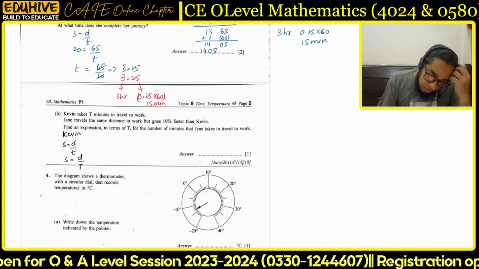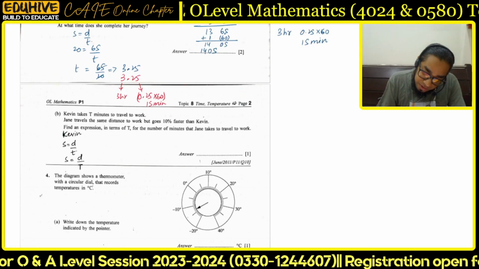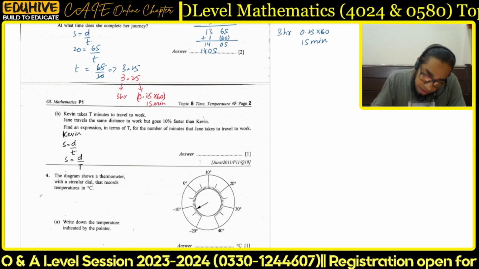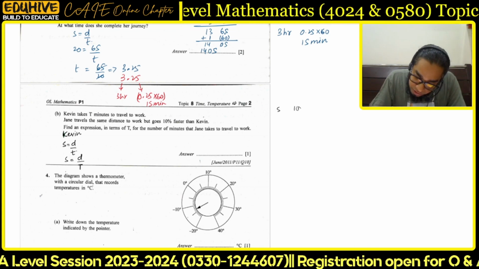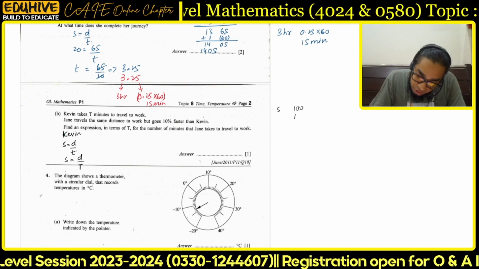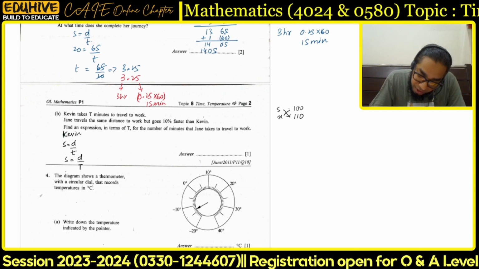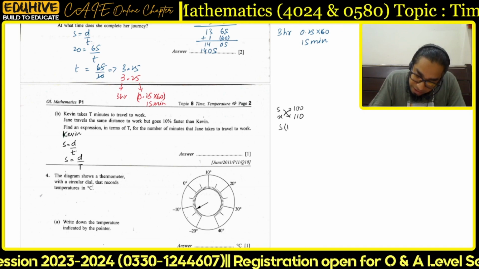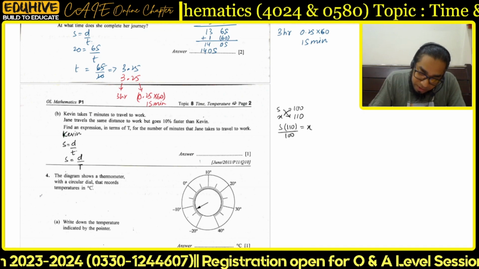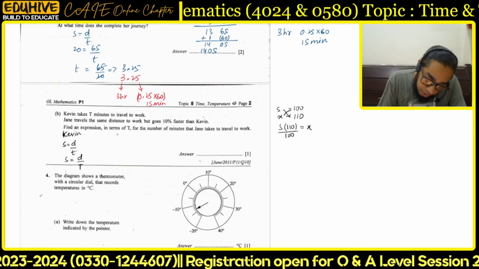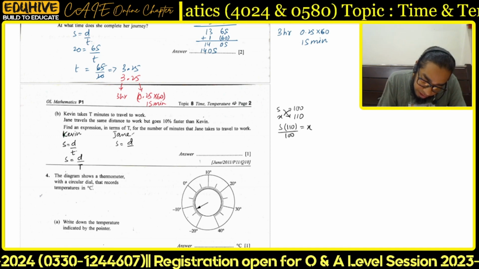अच्छा, अब उसने यहाँ पे कहा है कि Jane travels the same distance to work but goes 10% faster than Kevin. अगर केविन की स्पीड से हम थोड़ा सा बढ़ा दें, तो केविन की स्पीड s थी और it was 100% complete. But when I'm just going to increase that by 10%, so it's going to be x, and I'm just calculating the value of x over here. So it's going to be s times 110 divided by 100 equals x. अब ये जो है स्पीड हो गई जेन की. तो जेन की स्पीड के लिए फॉर्मूला वही होगा d upon t.